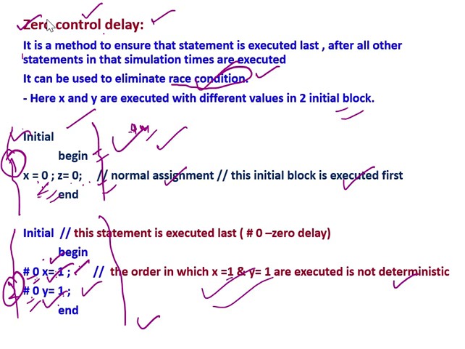All these things are normally used for testing, while writing a test bench. So you should remember this one, that it eliminates the race around condition, and whenever we mention #0, then this block will be executed at the end.